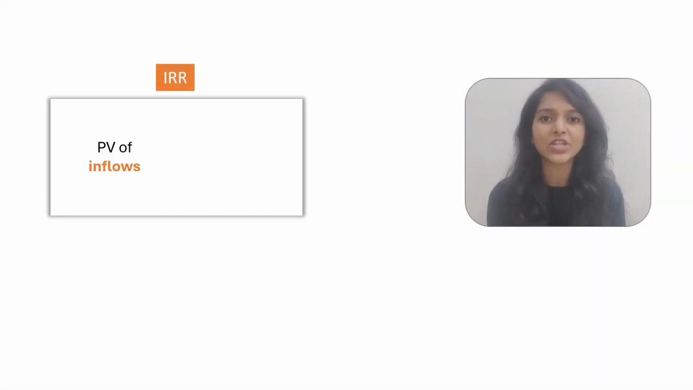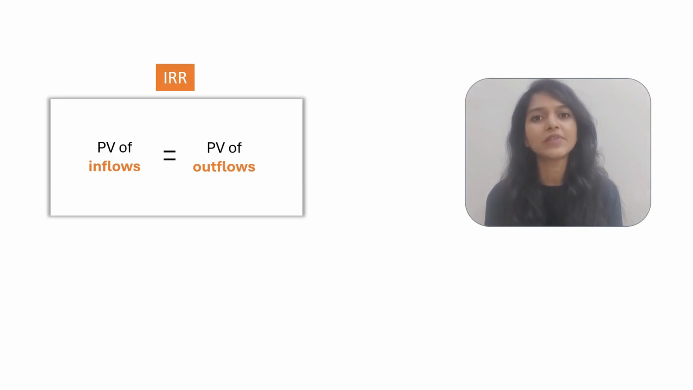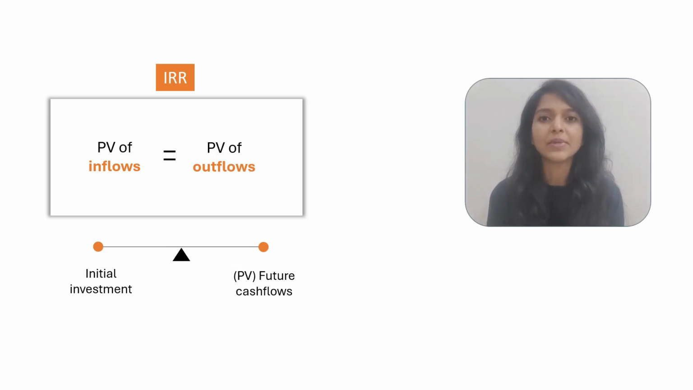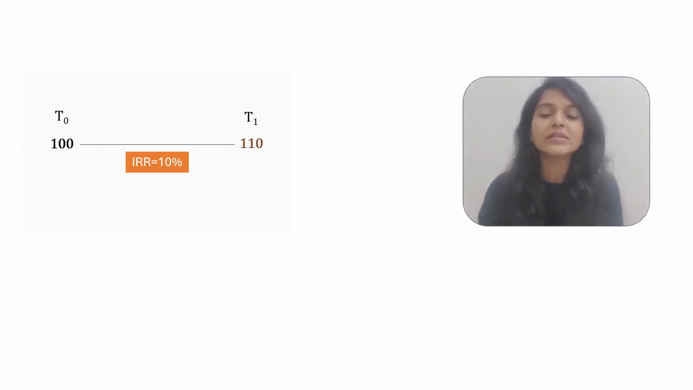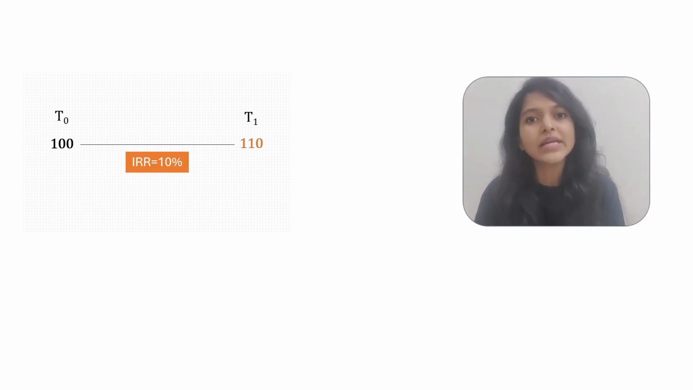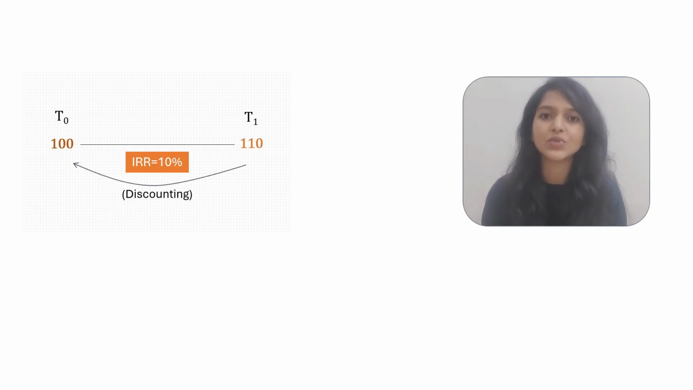IRR is the rate that makes the present value of cash inflows equal to the present value of cash outflows. So the project just breaks even. For example, if you invest 100 today and expect 110 in 1 year, an IRR of 10% makes this 110 in the future equal in value to 100 today.